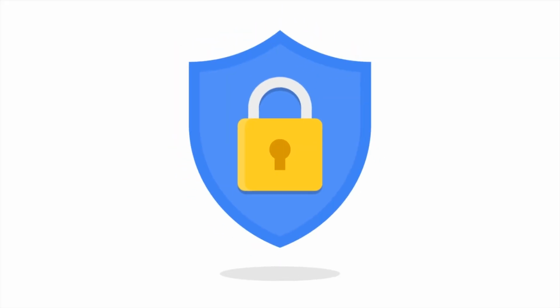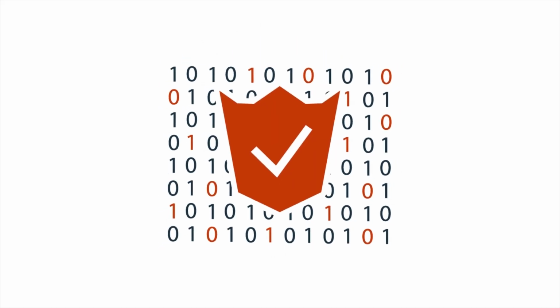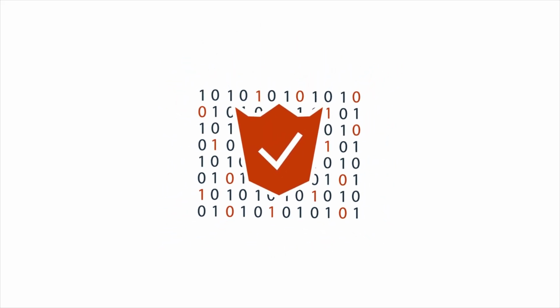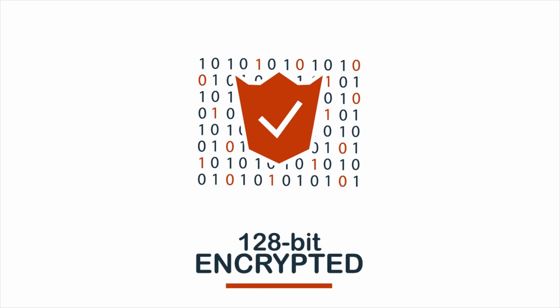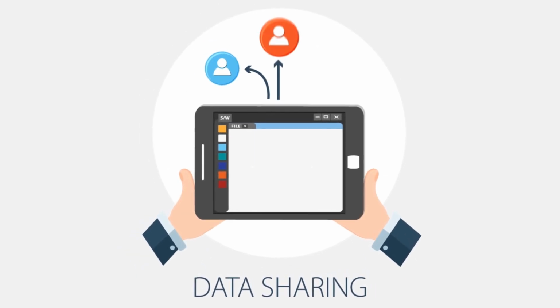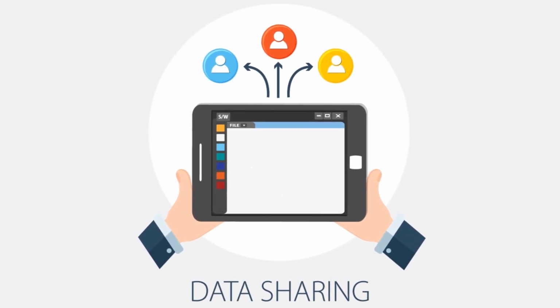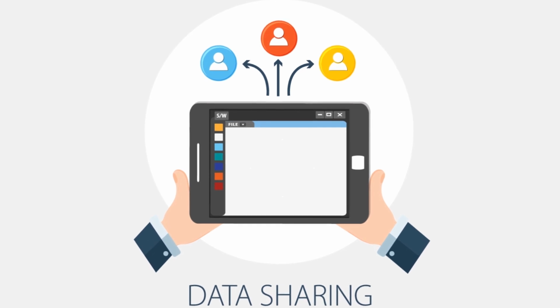Cons: low-level security. PPTP is considered to be the least secure protocol because it uses 128-bit encryption for data protection. Unstable performance. PPTP is often criticized for performing poorly on unstable networks. That's why it isn't recommended for sensitive tasks like private data sharing.